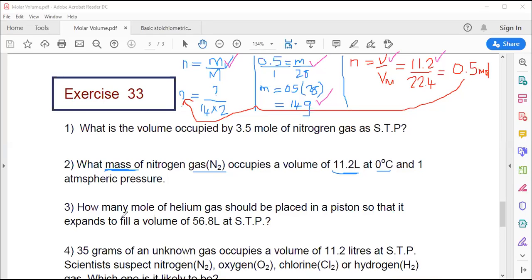Right, we go to number 3. How many moles of a helium gas should be placed in a piston so that it expands to fill a volume of 56 liters at STP? So here what we have, we're given what? Volume. And STP, what do we get? Molar volume. So we can find the number of moles. So what equation are we going to use? Number of moles is equal to V over Vm. Right? This is number 3.